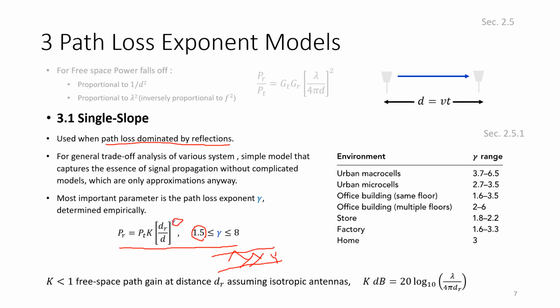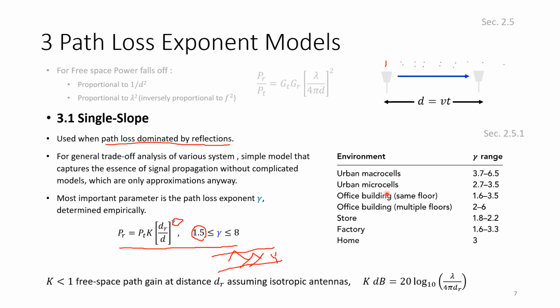How do we measure this? We can do it through experiments: we take a transmitter at one position, and then in the building we start moving and measuring the received power, and we see how much the decay is. We make repeated measurements, and then we fit a curve. For example, it was calculated in the literature that urban microcells have 3.7 to 6.5.